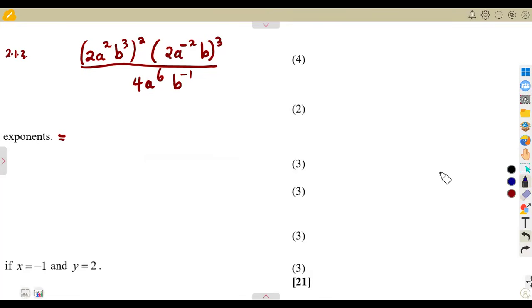So in this case, we are simply having a 2 being raised to the exponent of 2. A also, everything is being raised to the exponent of 2. Everything. So that's 2 to the exponent of 2 times a to the exponent of 2 again to the exponent of 2. B to the exponent of 3 to the exponent of 2 again. So that's b to the exponent of 3 to the exponent of 2.